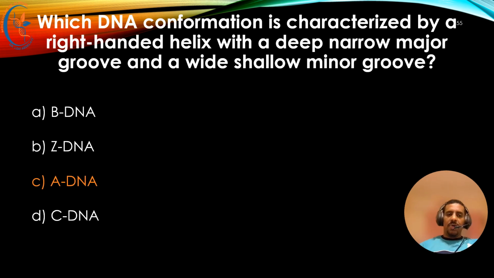All right, here we go. The correct answer is C, A DNA. A DNA actually is the right-handed helix with the deep, narrow major groove and a wide, shallow minor groove. Okay, so let's move to the next question.